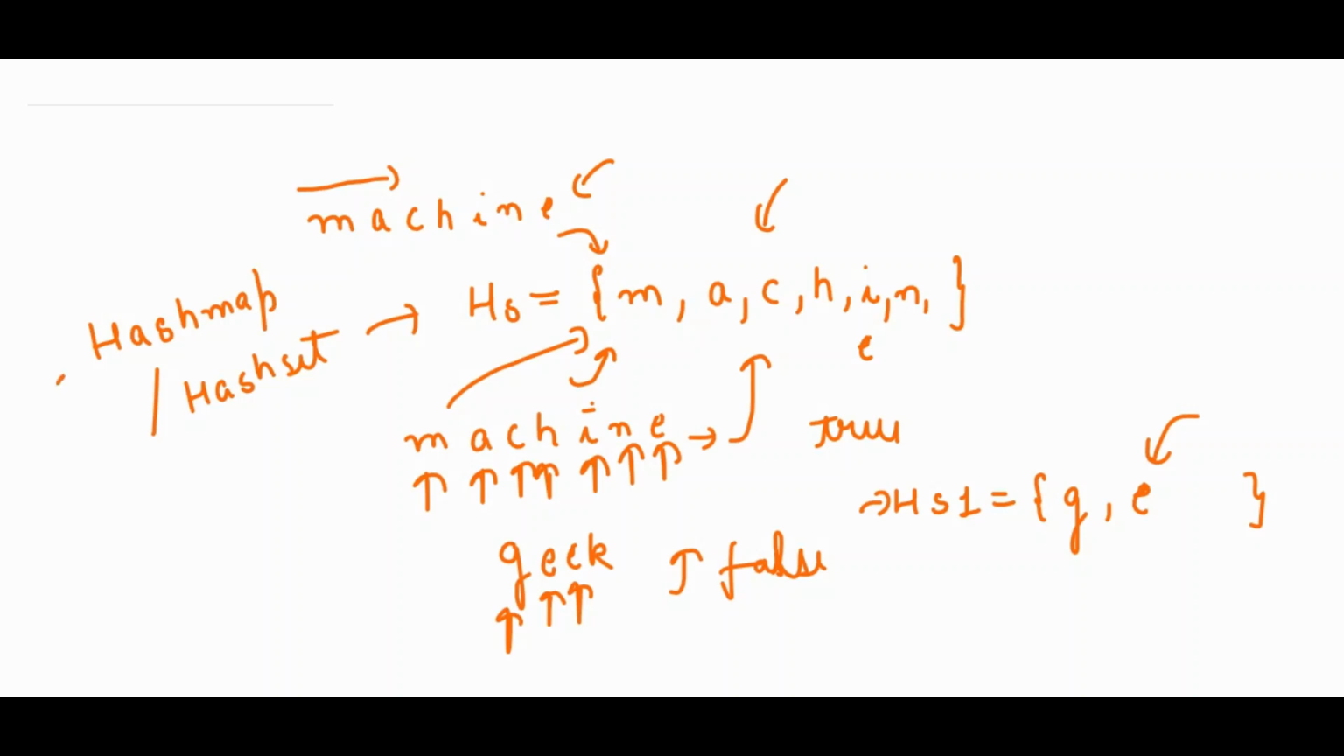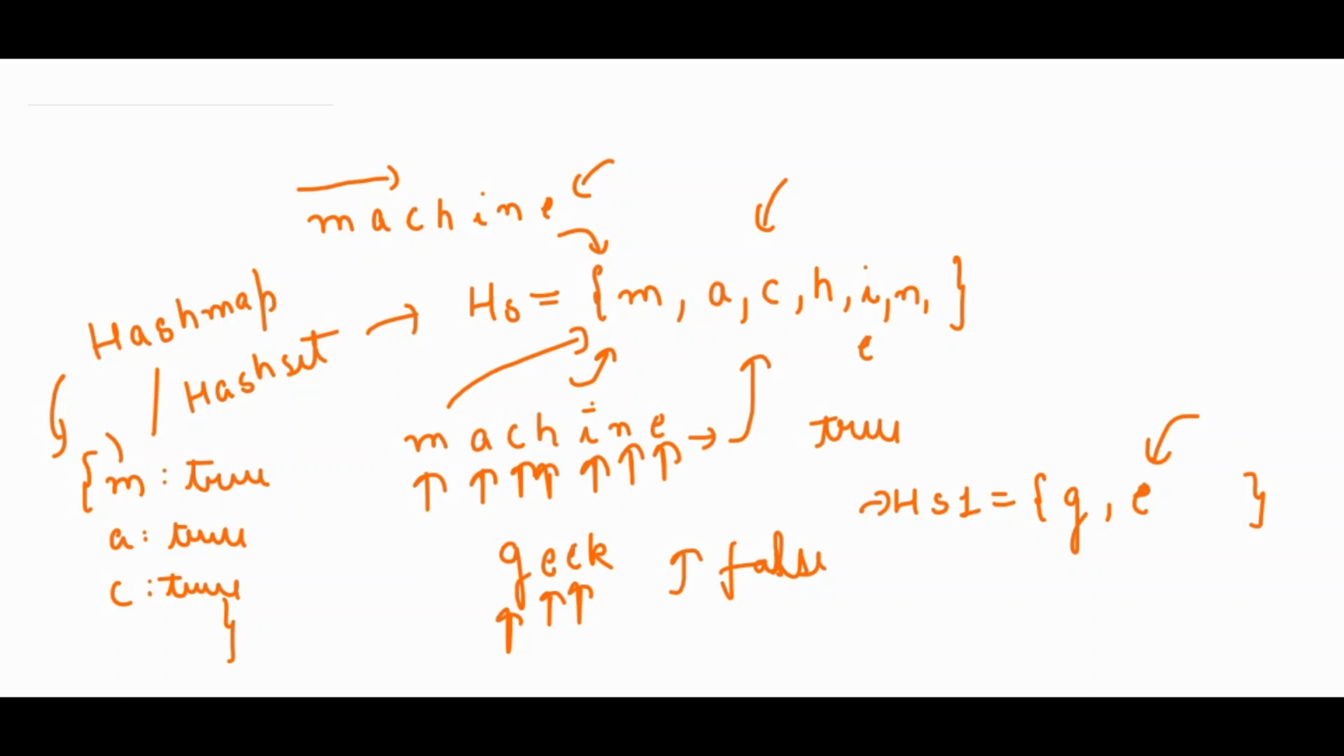Also, instead of a hash set, I can use a hash map. The only difference is that I have to put key value pairs. That means when I am inserting the elements, I have to put M with true, A with true, C with true. And if there is some element which is already present in the hash map, I will return false from there. That will mean that the element has already been covered in the string.